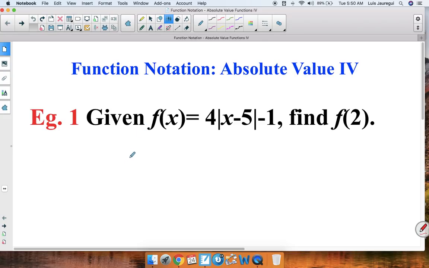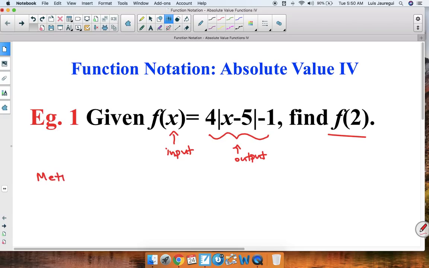Example 1. Given f of x is equal to 4 times the absolute value of x minus 5, minus 1, find f of 2. So notice that your input is x in this particular case, and your output happens to be 4 times the absolute value of x minus 5, minus 1. Now, we're interested in finding out what's the value for f of 2. We're going to find that value by using two methods.